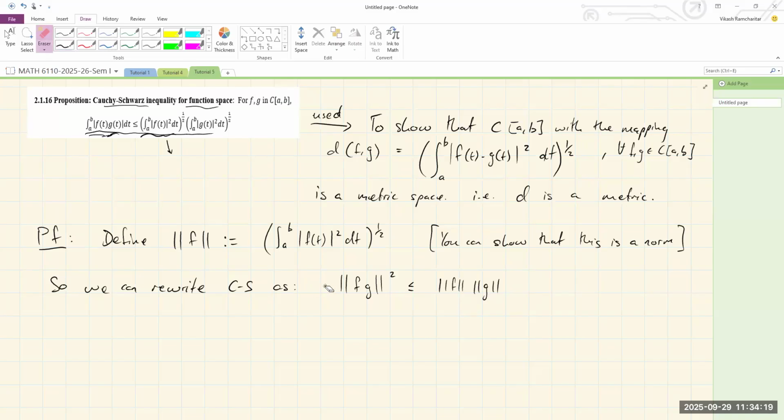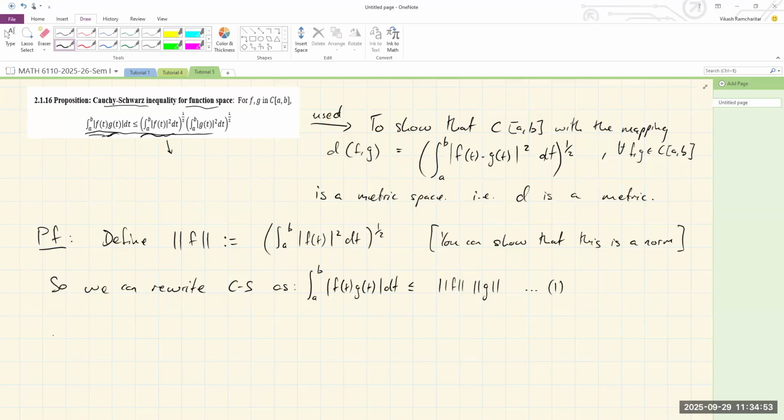Actually, it's not the norm here, it's the inner product, but I don't want to write the inner product, because then I have to define what that is. So let's keep the left hand side the same and just leave it like this. Therefore we could rewrite the Cauchy-Schwarz inequality as this, and if you want, you could call this one. This is what I want to prove here.